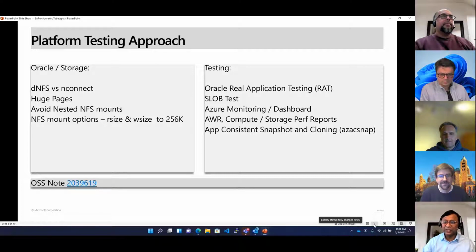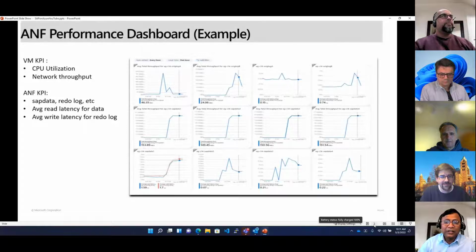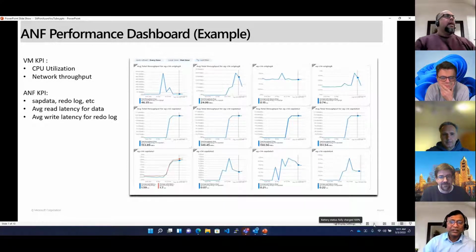I mean, that's a great story. Let's move ahead and quickly look at the dashboard. If you want to touch on the dashboard, yeah, I'll be quick on the dashboard here.